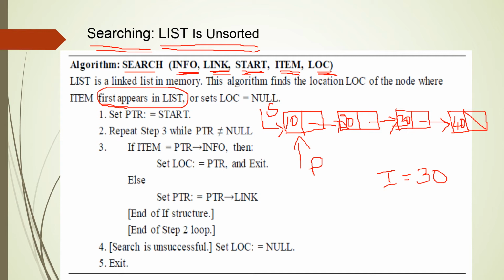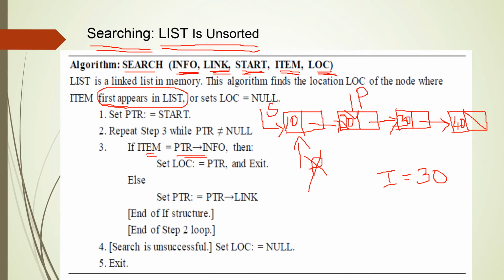Info means this one. So item is 30. In our case item is 30 and PTR of info is 10. 30 equal to 10 condition is not true. So therefore it goes to the else part and it will send the PTR to the next node. So PTR will be removed from this. PTR is equal to PTR of link means PTR goes to the next node.